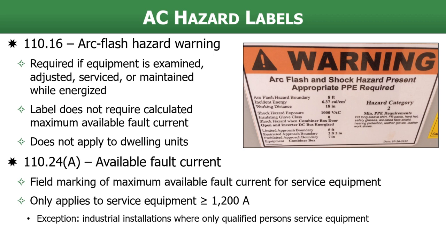This label only applies to service equipment greater than or equal to 1200 amps, and the field marking of maximum available fault current isn't required in industrial installations where only qualified persons will be working on that service equipment. So again, I don't think this really applies. It doesn't apply to dwelling units. This is stuff you're going to see more on commercial buildings. A lot of times these labels exist already, or they certainly should, and these are both AC labels.